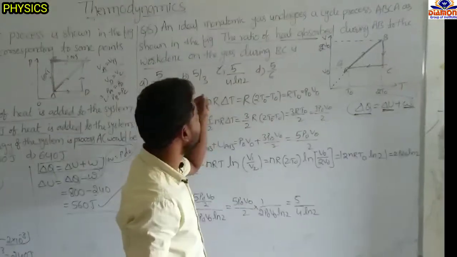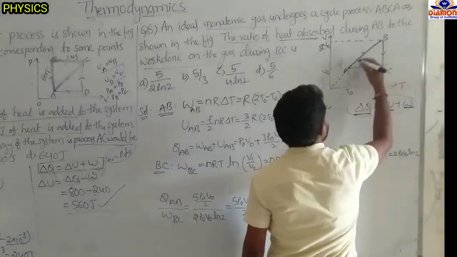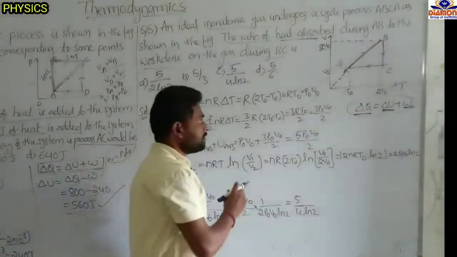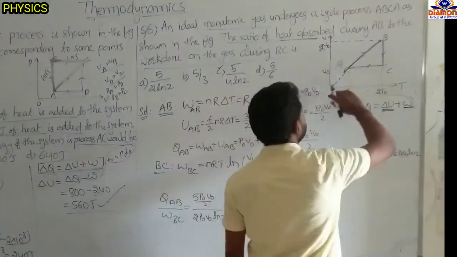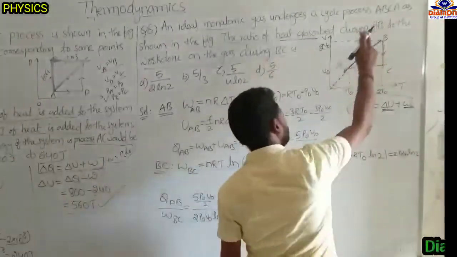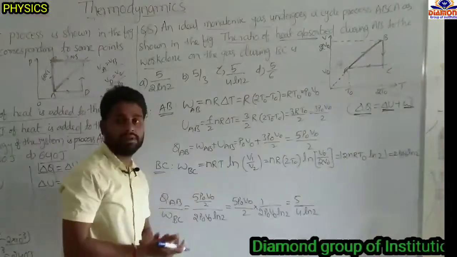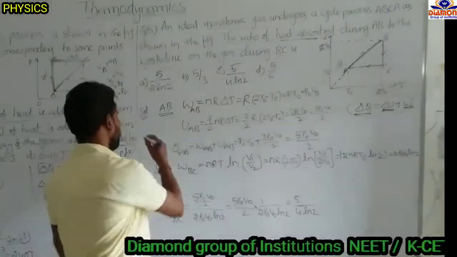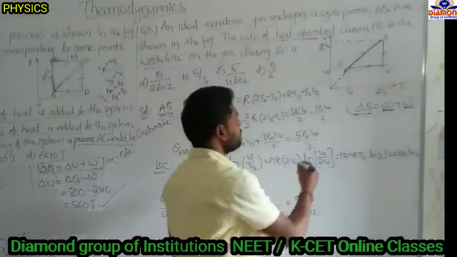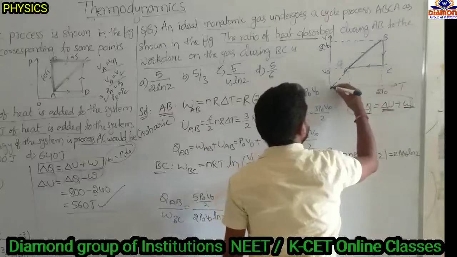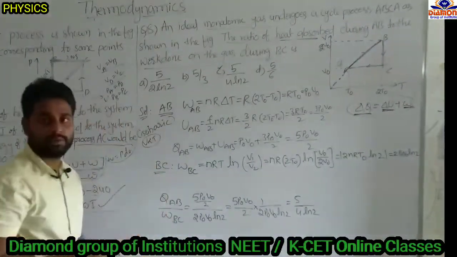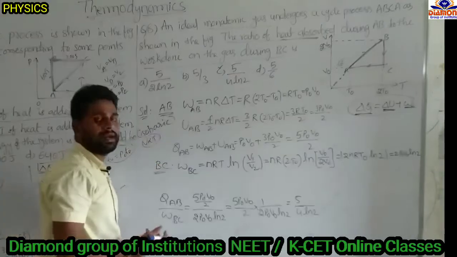So which process are we considering? A to B. If you see, this curve is passing through the origin and increasing linearly. A graph between V and T passing through the origin and increasing linearly is nothing but an isobaric process. A to B is an isobaric process. The graph indicates that V is directly proportional to T, and V directly proportional to T means pressure is constant. So it is an isobaric process.